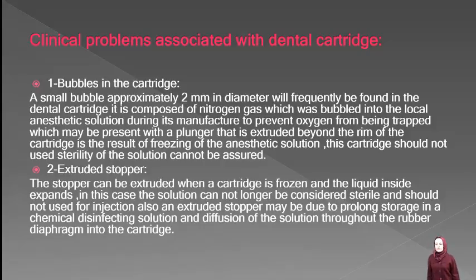A larger bubble, associated with a plunger that is extruded beyond the rim of the cartridge, is the result of freezing of the anesthetic solution. This cartridge should not be used. Sterility of the solution cannot be assured. 2. Extruded stopper. This stopper can be extruded when the cartridge is frozen and the liquid inside expands. In this case, the solution can no longer be considered sterile and should not be used for injection.